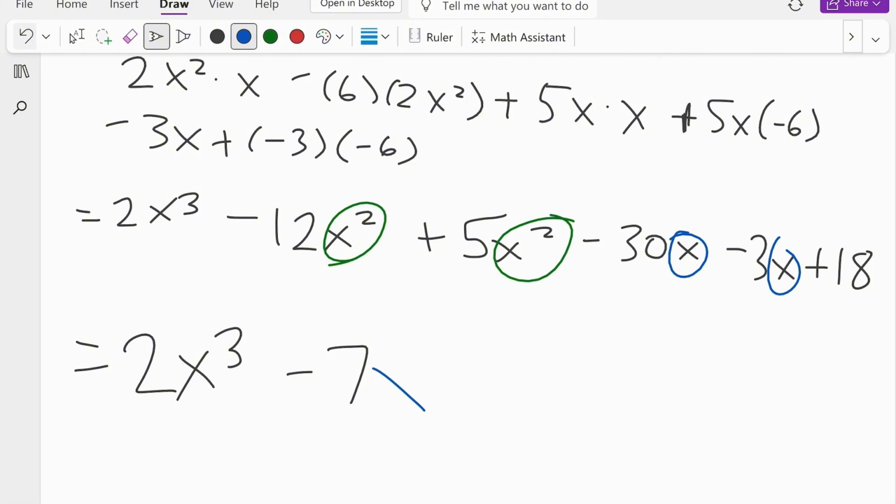I don't know why that's blue. Editors, please cut that out. Please cut that out.